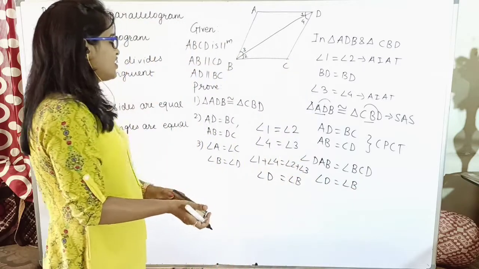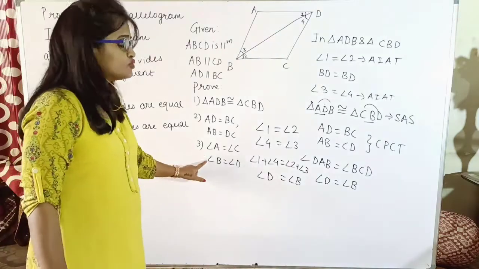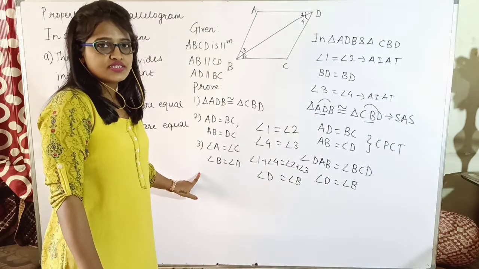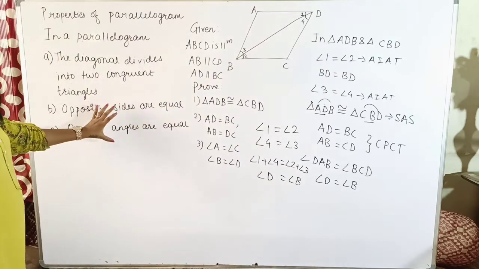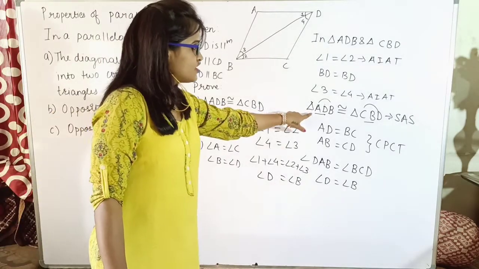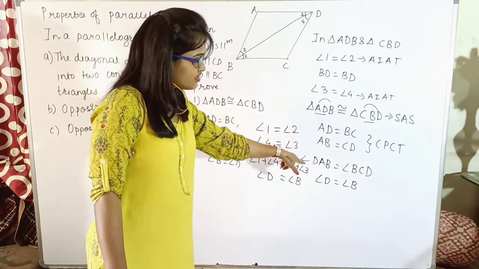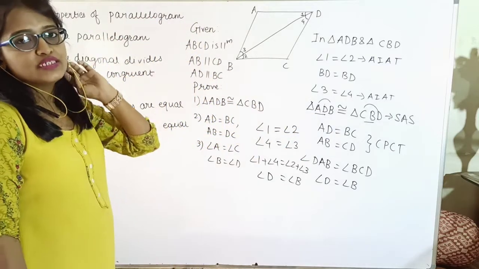So by this way you have proved the another angle also equal. So as you can see, I have proved that the opposite angles are also equal, isn't it? Yes. So all the three theorems are actually linked with the same one. Just when you show these two triangles as congruent, the rest thing can be shown equal by CPCT.